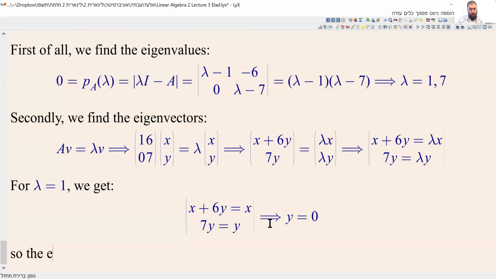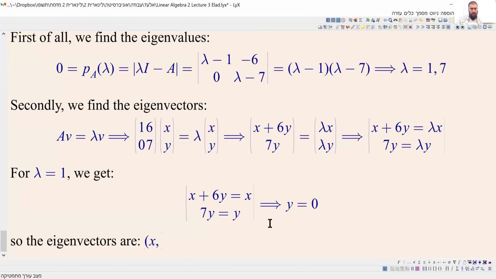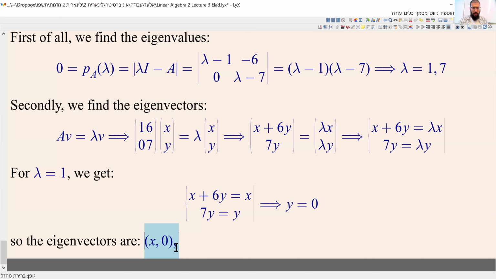So the eigenvectors are x, whatever you like, a free variable, and 0 instead of y, for example, 1 and 0.